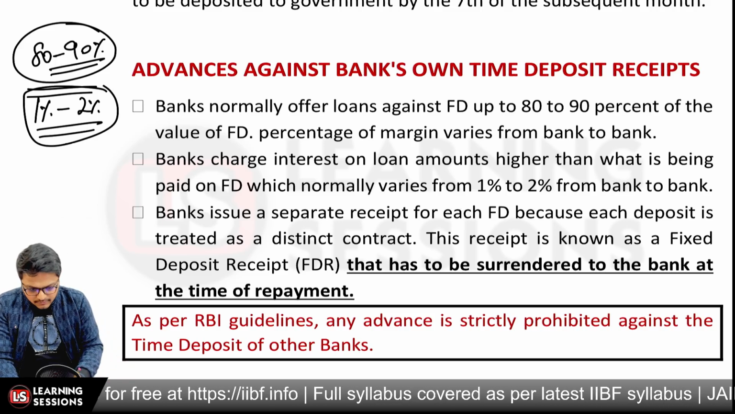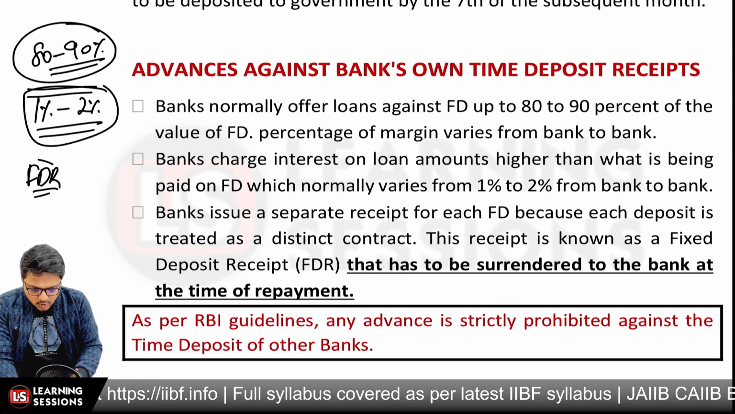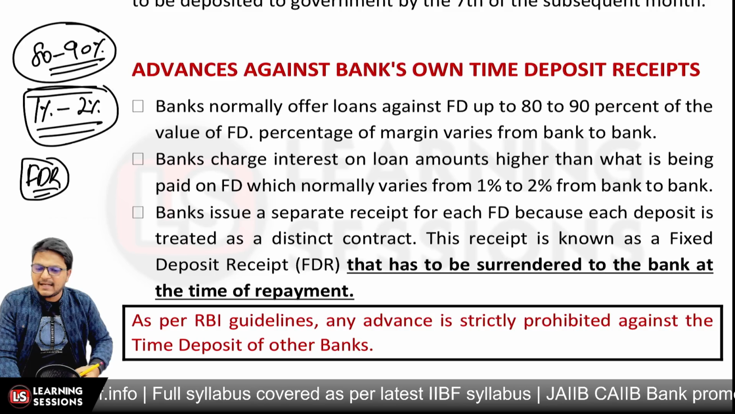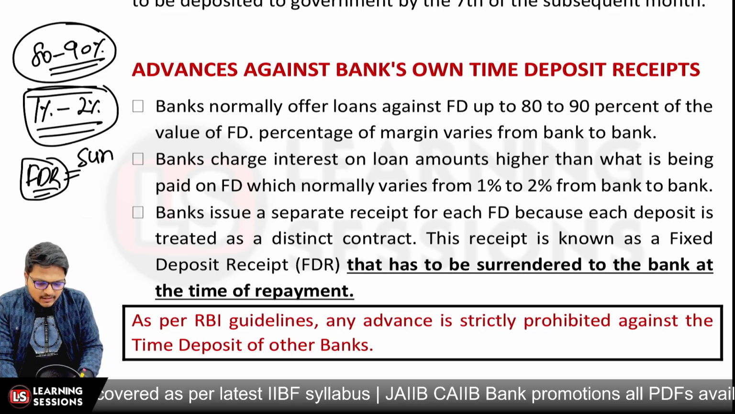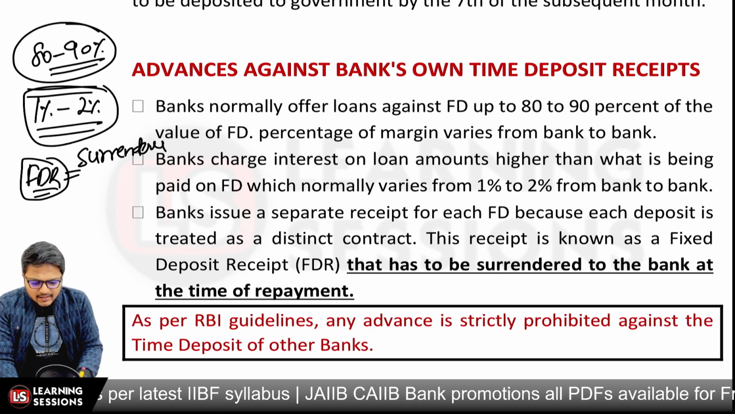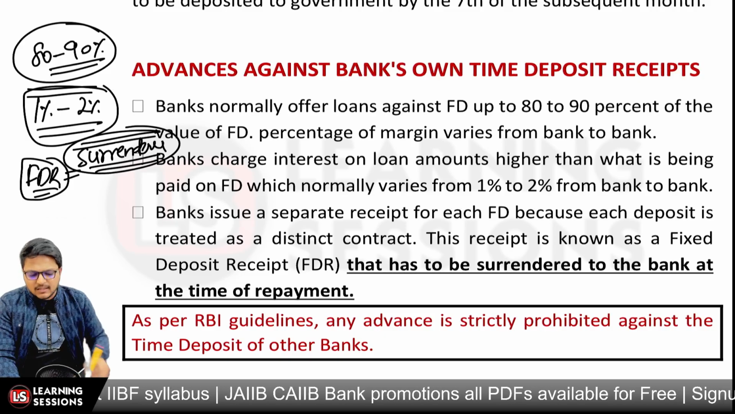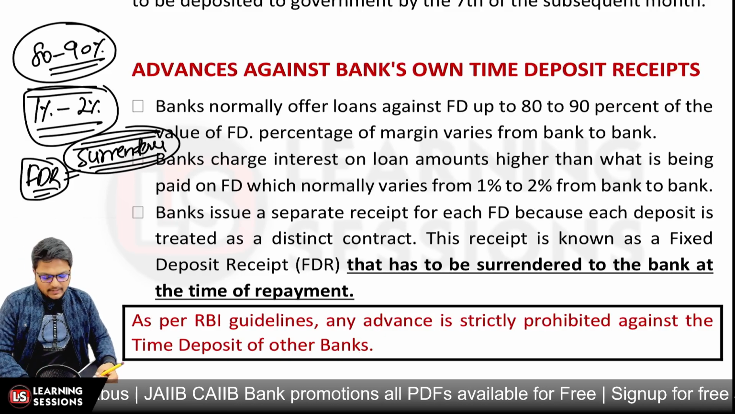And further, the fixed deposit receipt against which the loan, that is the DL or demand loan, is to be taken, the FDR must be surrendered. Surrendered means it must be surrendered, and only after that will the DL be given to the person, right? That's the case.